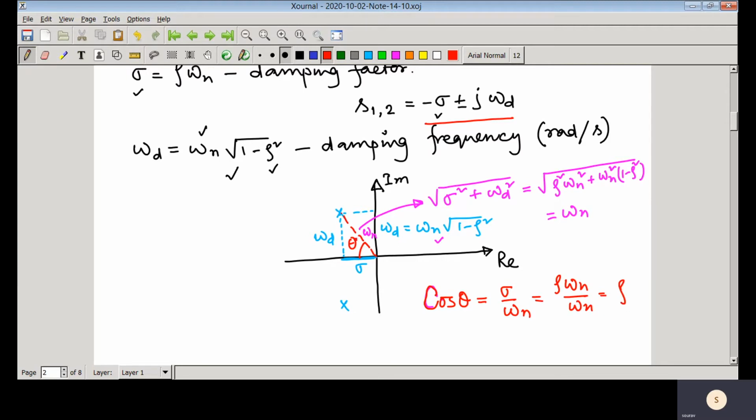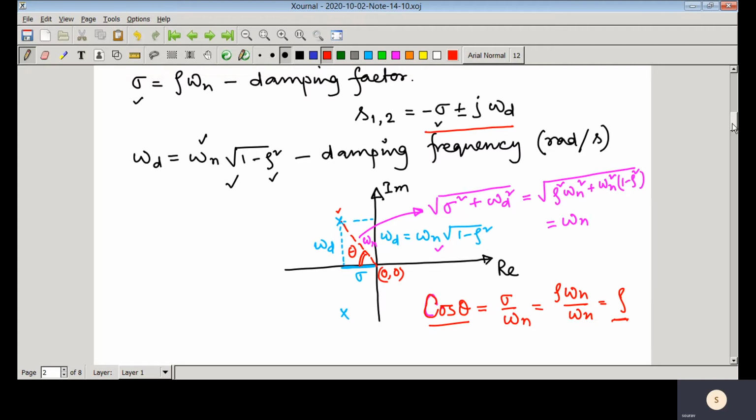So that means if you have a pole here and you connect it with the origin, it gives you some angle, this angle theta, and if you take cos of that theta, it gives you the damping ratio. So in the case of a second order system, whenever you have two poles, just by plotting those two poles in the complex plane, you can directly find the damping ratio. After getting this theta, you take cos of that theta, and it gives you the damping ratio.